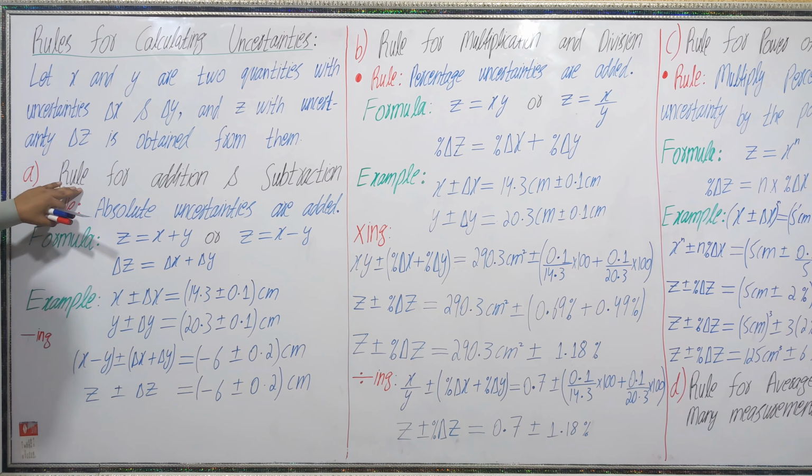Fourth, rule for average of many measurements. And the last and fifth rule for timing experiments. Let's start from the first rule. Rule A, or first rule: rule for addition and subtraction.